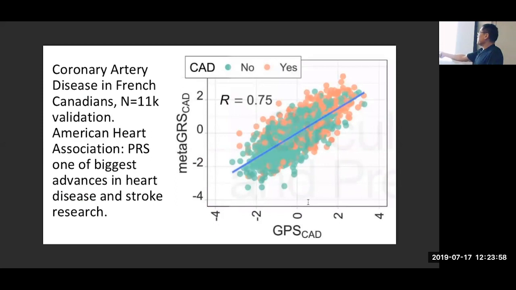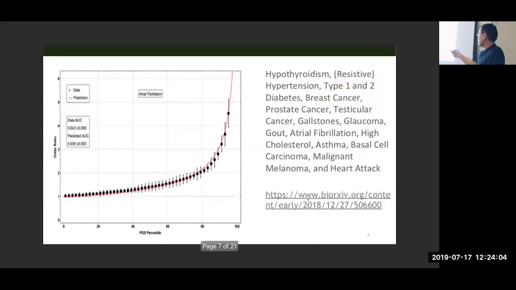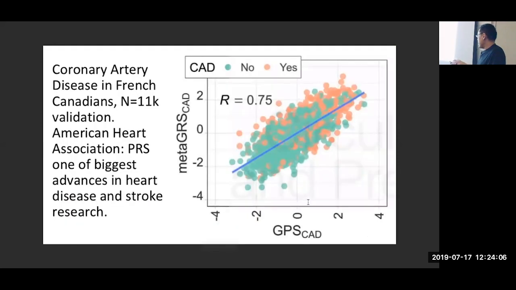So what's shown here is two different predictors, which are slightly different, but they're highly correlated with each other. And the green dots are people who do not exhibit coronary artery disease. So people who have low risk scores are very unlikely to have coronary artery disease.